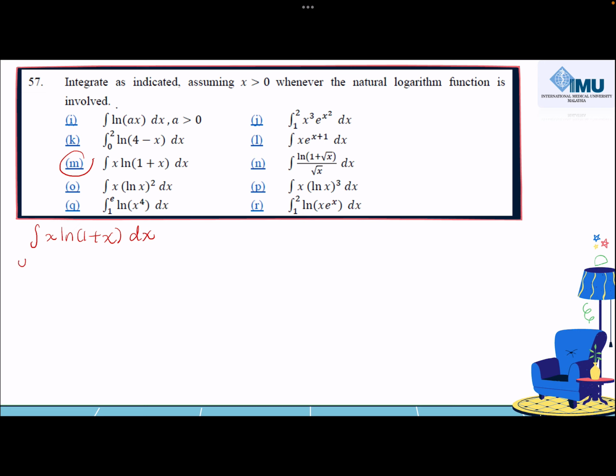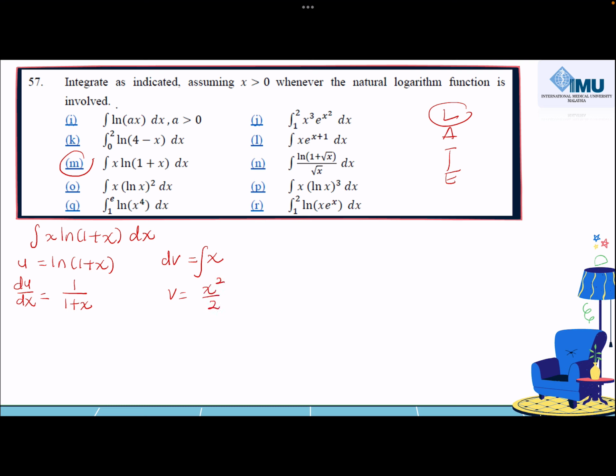Now choose your u and dv correctly by following the LATE order. Logarithm comes first, hence your u will be ln(1 + x). Meanwhile, your dv will be the algebraic, for the case of here, x itself. Now, you have to differentiate. Differentiate ln(1 + x) will be 1 over (1 + x) multiplied by 1. dv, you have to integrate. Integrate x will give you x squared over 2.